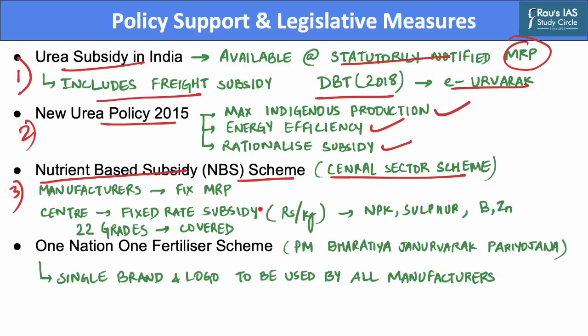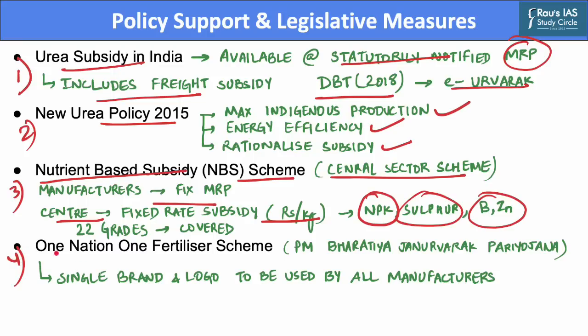As against the earlier product specific subsidy regime, NBS encourages the fertilizer manufacturers to fix the MRP themselves at a reasonable price. The center then provides a subsidy based on a fixed rate on each nutrient in rupees per kg basis. The fourth initiative is the One Nation, One Fertilizer scheme, also known as Pradhan Mantri Bharatiya Jan Urvar Pariyojana. It intends to bring a single brand and logo which will be used by all manufacturers under the center's fertilizer subsidy scheme. The benefits of this scheme include subsidy normalization, harmonizing markets, and reducing brand specific demands.